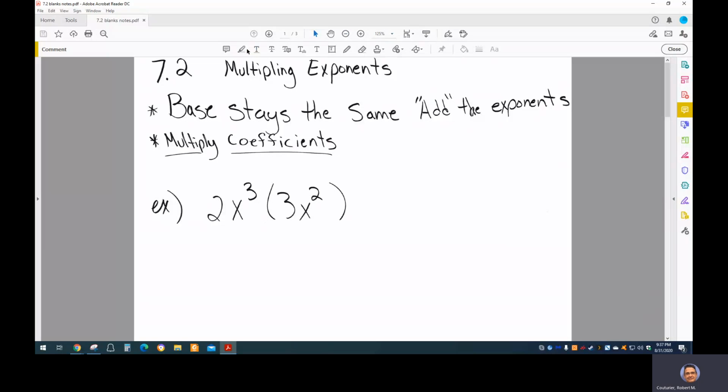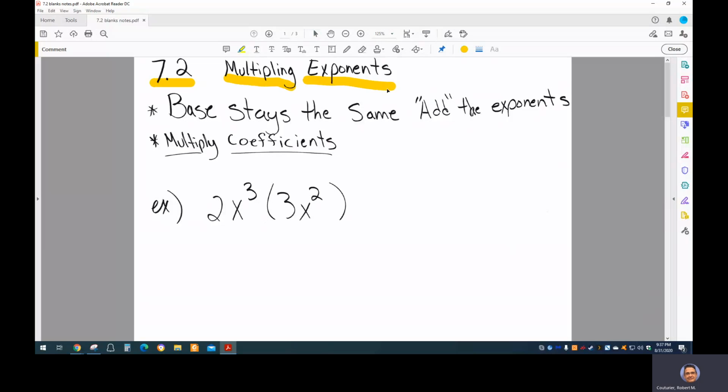So we may have been refreshing from yesterday. We dealt with the zero power and we dealt with negative exponents. Today we're dealing with our next phase. This is chapter 7, section 2, multiplying exponents.